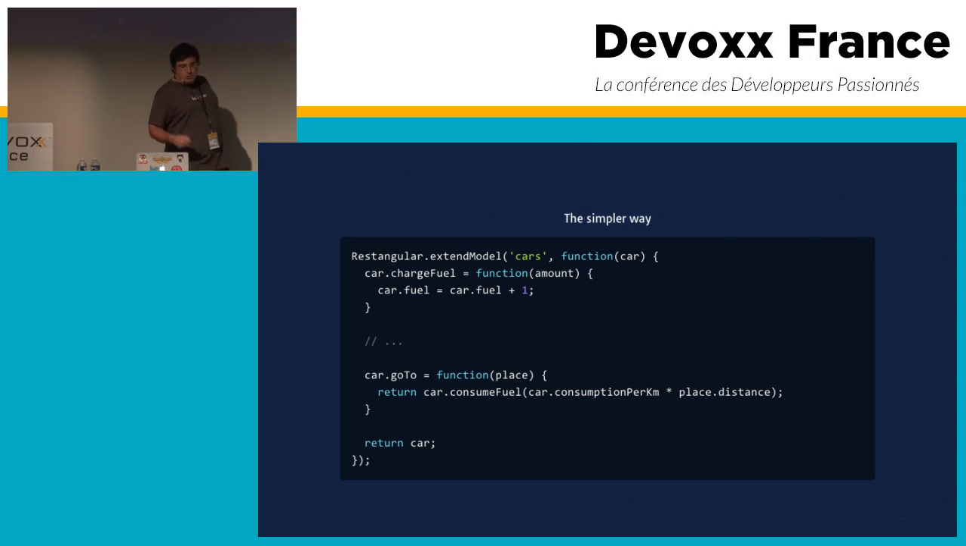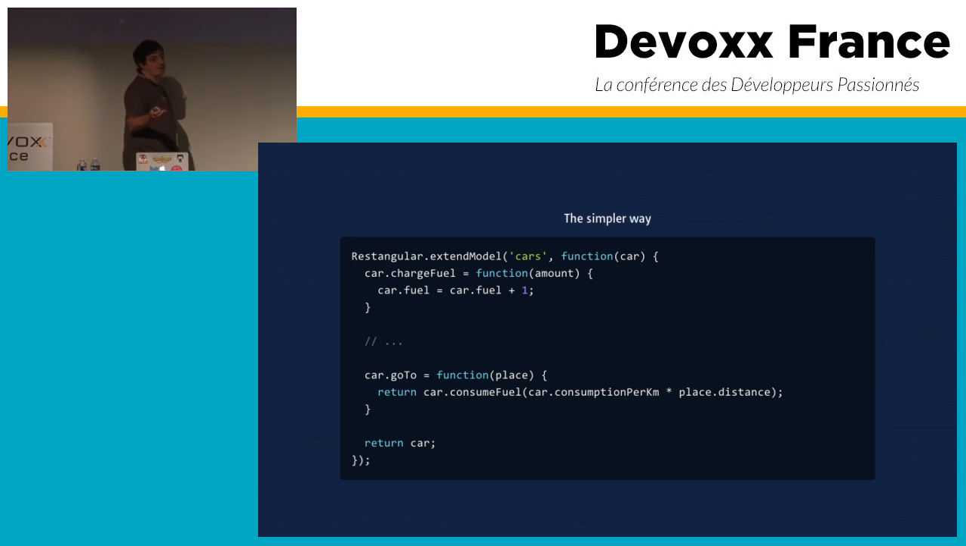The same as this, what you can do is actually call extend collection instead of model. And in that case, what you will be adding methods to is the array, the collection resource, instead of every single resource. But what is the problem with this? The problem is that in this case, I'm not using prototype, I'm not using classes, I'm not using anything. I'm just adding functions to the object.